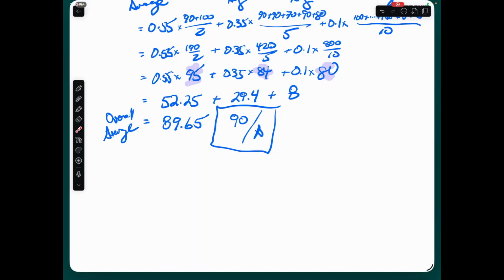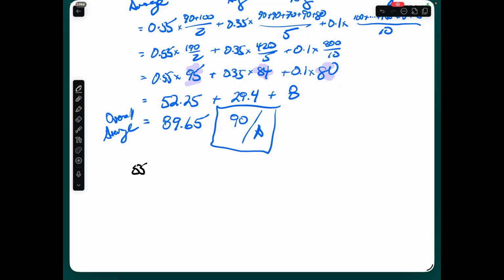So now I want to talk about the parts of this calculation that we just made. A minute ago, we had to find 55% of 95, 35% of 84. We had to deal with percents. I want to give you a little math teacher secret. Maybe you just haven't been told this before. 55% of 95, which is something I just calculated, is exactly the same thing as 95% of 55.